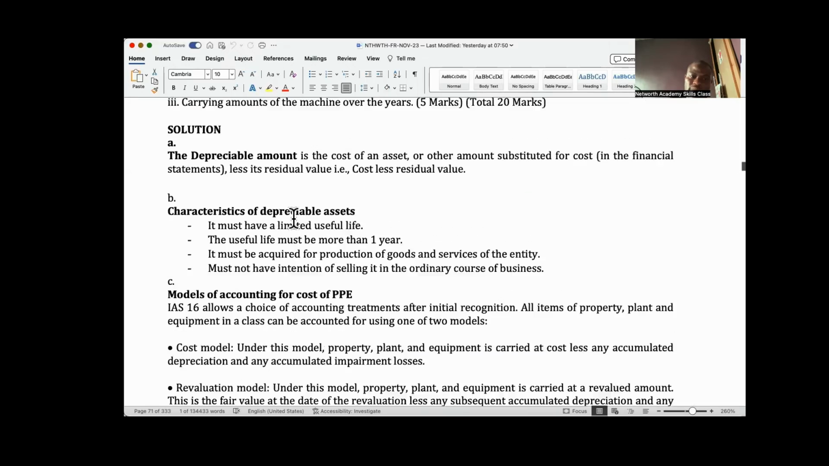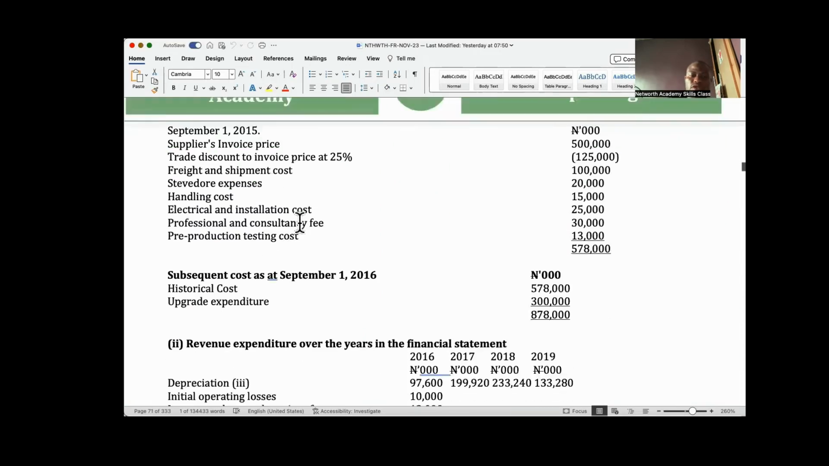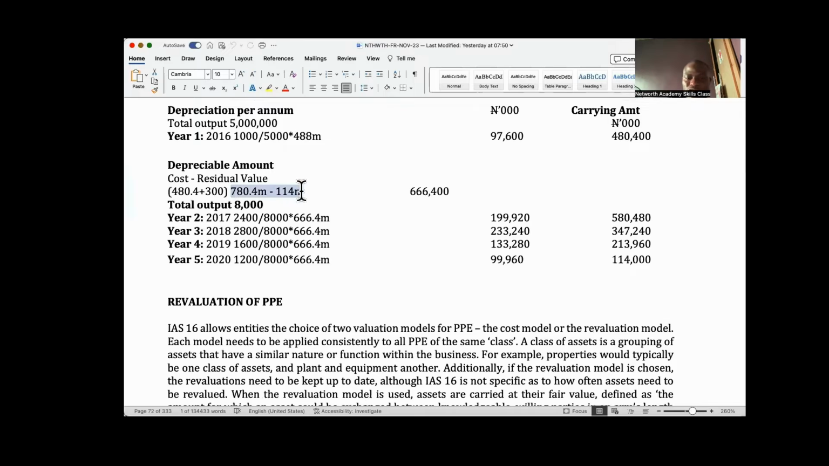I was not the one that established it. They told us that the residual value was revised to 114 million. So I simply deduct my 114 million. Then my depreciable amount is 666,400. That's my depreciable amount.